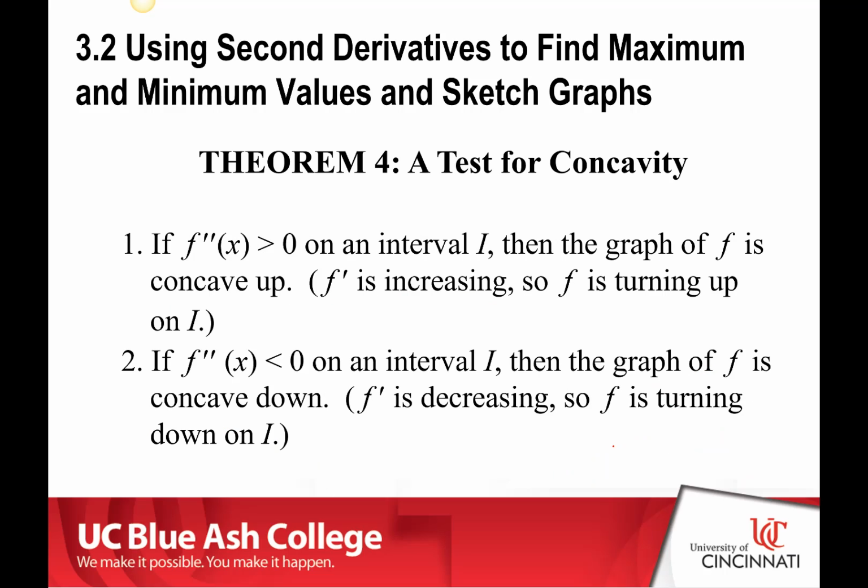Okay? This basically just reiterates in the form of a theorem what we've already talked about with concavity. If the second derivative is positive, the graph is concave up. Second derivative is negative, the graph is concave down. Okay?